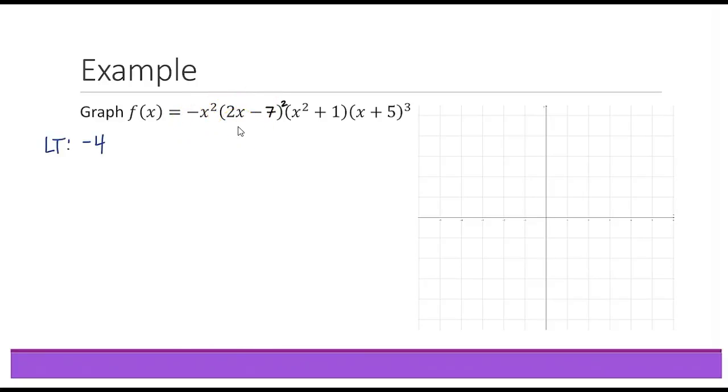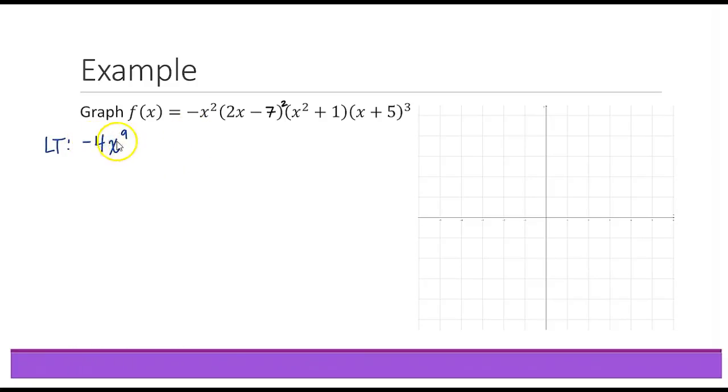And then let's think about all the x's. Here we're going to have an x squared, so that's x to the 4th. We have another x squared, that's x to the 6th. And then x to the 3rd, so we're going to have x to the 9th. Negative 4x to the 9th. So we have an odd power. So odd means opposite, so we're going to have opposite end behavior.